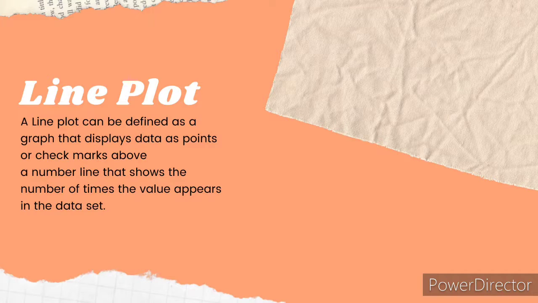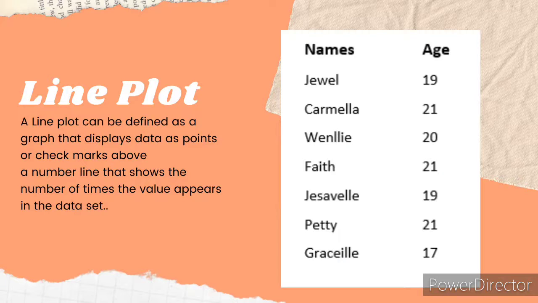First, a line plot. A line plot can be defined as a graph that displays data as points or check marks above a number line that shows the number of times the value appears in the dataset. Here is an example of a line plot.